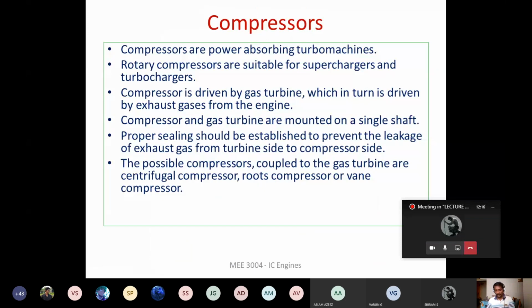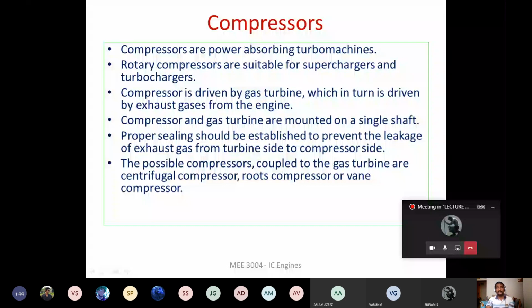In the turbocharger or in the supercharger, we employ a compressor to increase the pressure of the air or the pressure of the charge. These compressors are power absorbing turbo machines. Turbo machines are nothing but rotary machines, and there are two different types of turbo machines. One we call a power absorbing turbo machine, the other a power developing turbo machine. Turbines are called power developing turbo machines. Compressors and pumps are all called power absorbing turbo machines, because to make the system run, we have to supply power.